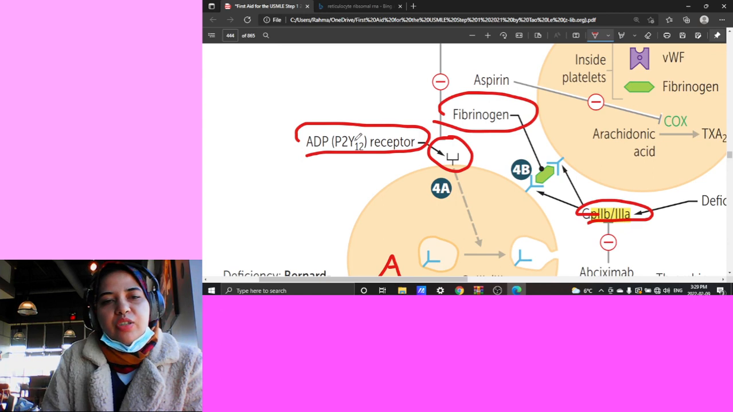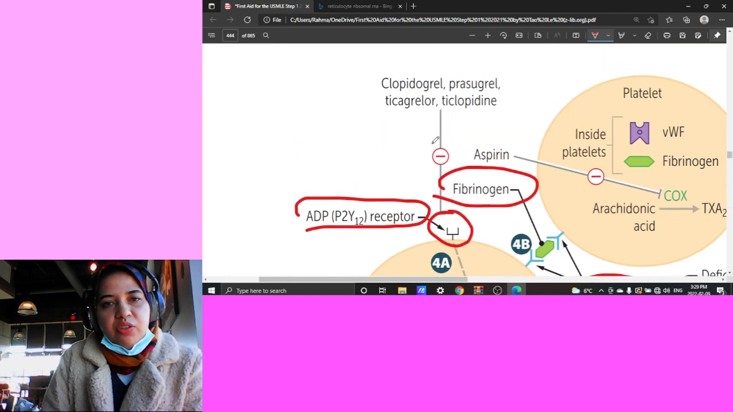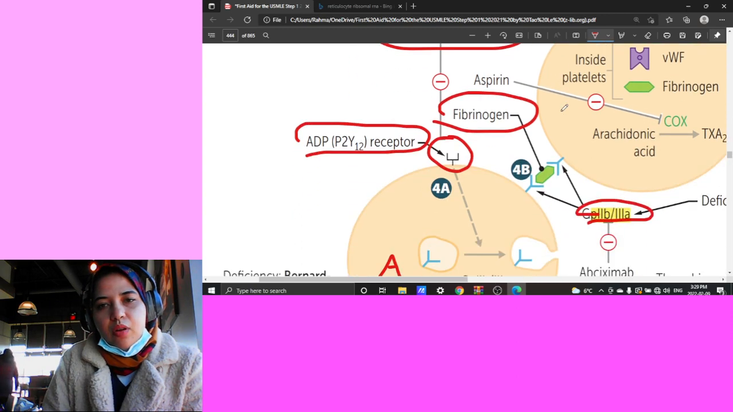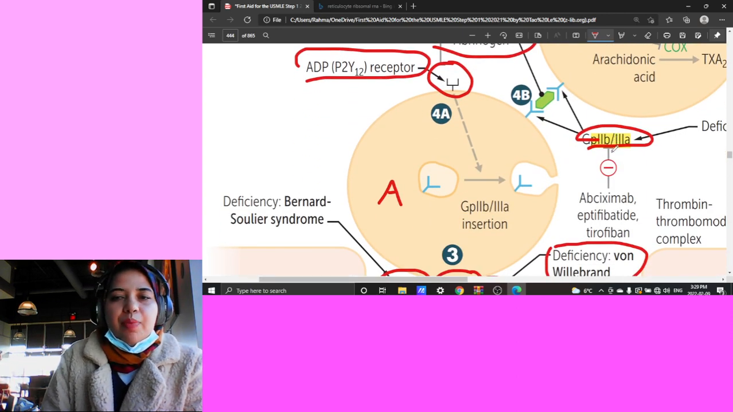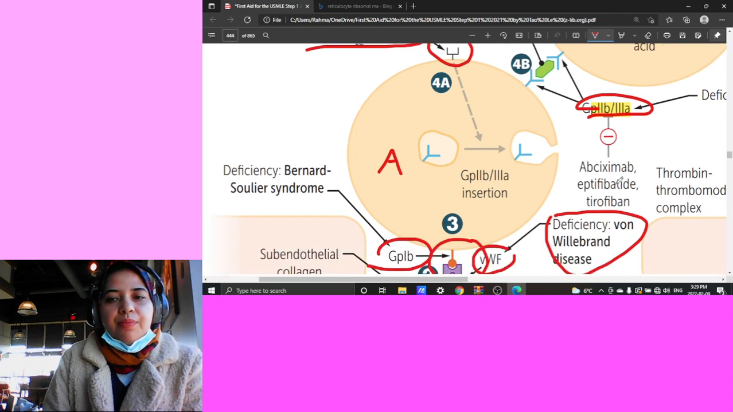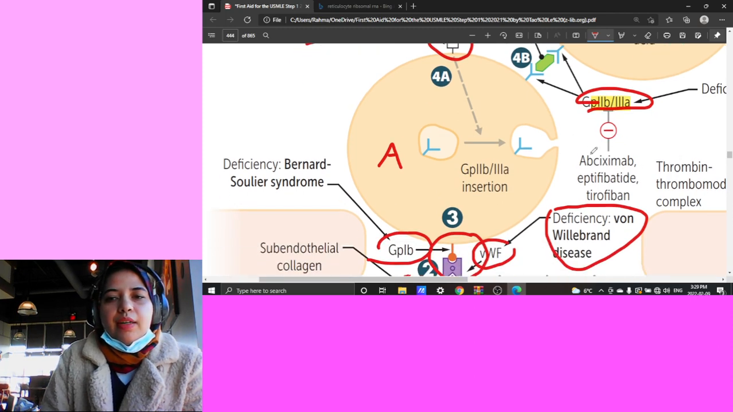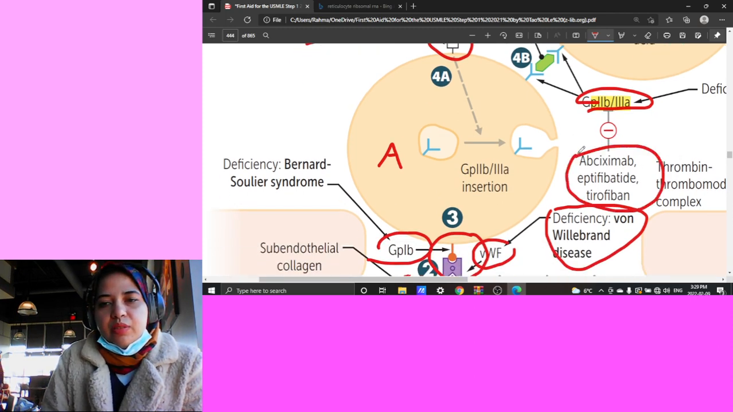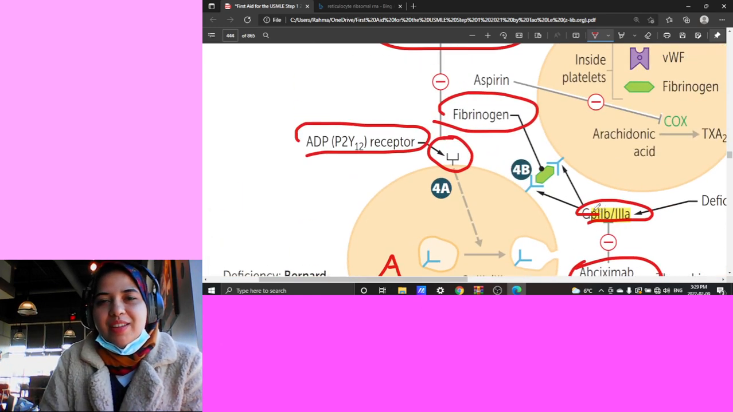So either I'm going to stop the ADP receptor using drugs such as clopidogrel, or I will stop this receptor, GP2B3A, and these are the drugs that we use, like abciximab, and I cannot pronounce the rest of them. Don't ask me to do that.